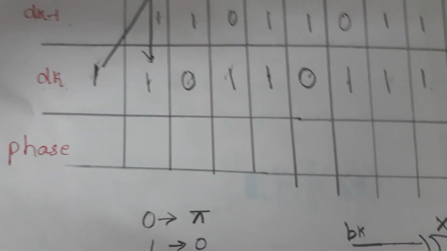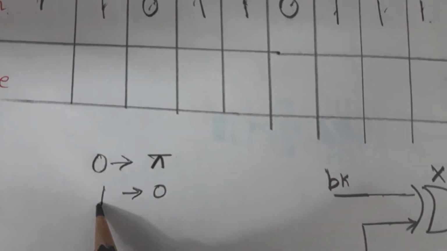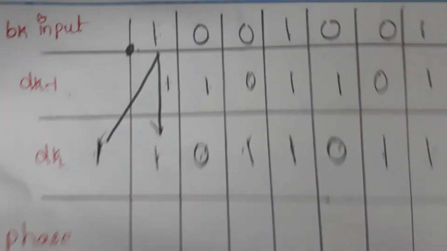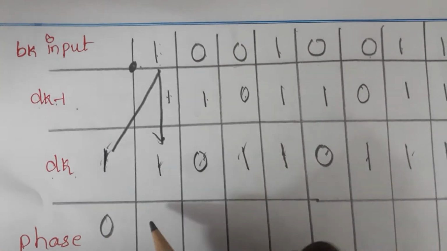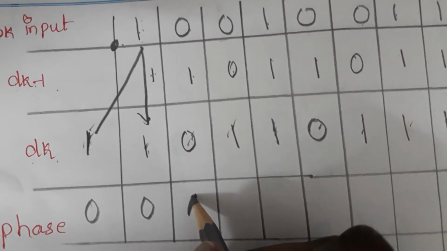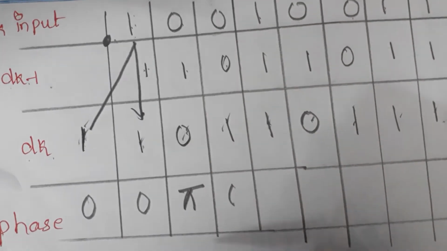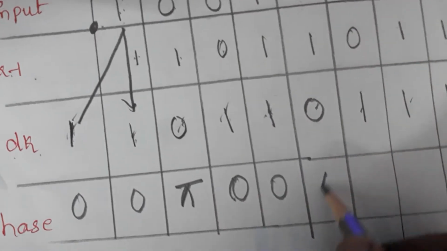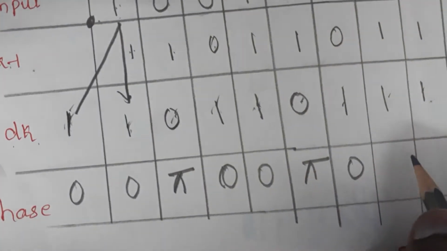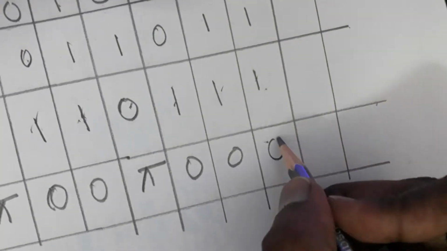So now let us talk about the phase. Now the value for DK, if it is 0, the phase is pi. If it is 1, the phase is 0. So 1 means the phase is 0. Again, the phase is pi. Correct? So 0, pi, again 1, so it is 0, again 1, it is 0, again it is pi, 0, correct, 0, and the last value will also be 0.